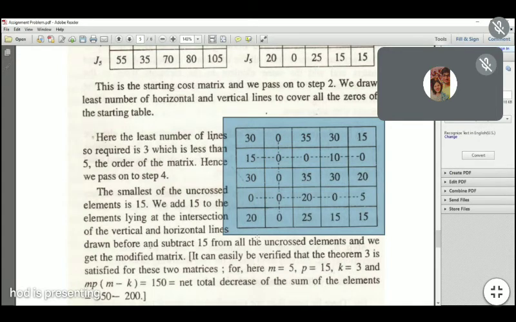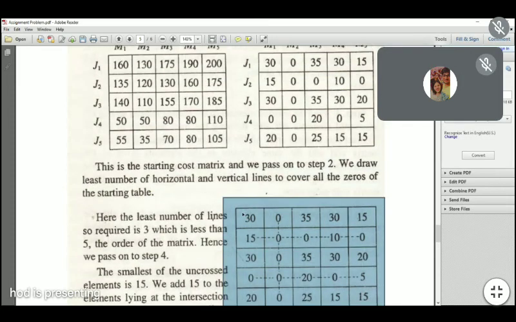Ma'am, I have a question. In the examination, do we have to write each and every step, or can we do it in a shortcut method? No, you don't have to write anything, Babu. You don't have to write. Good question.